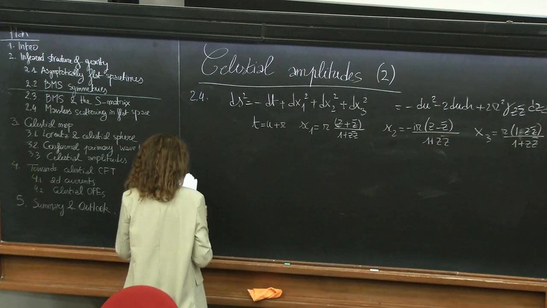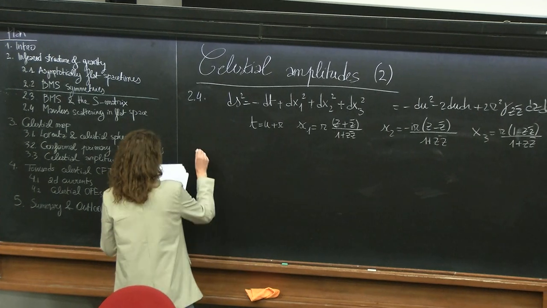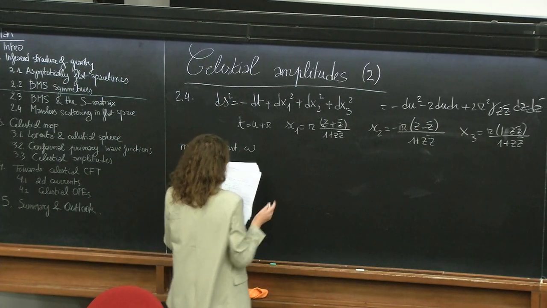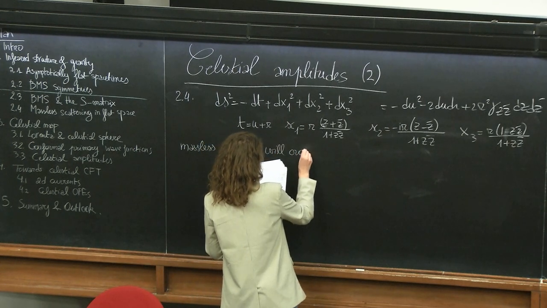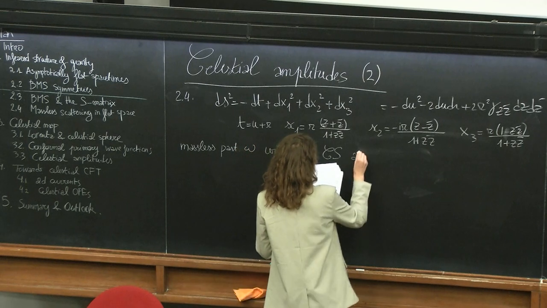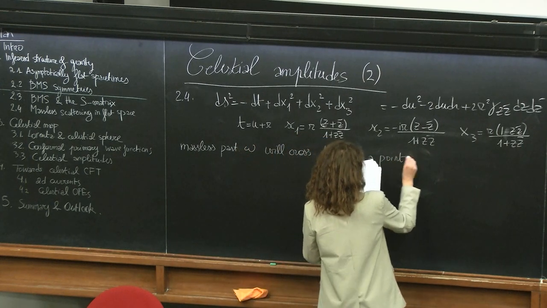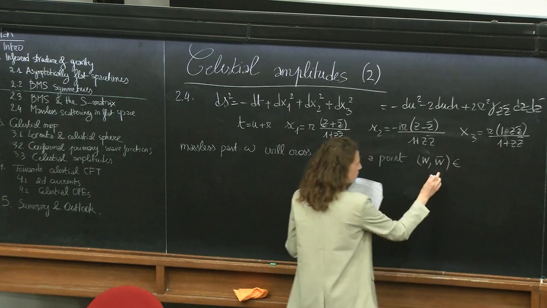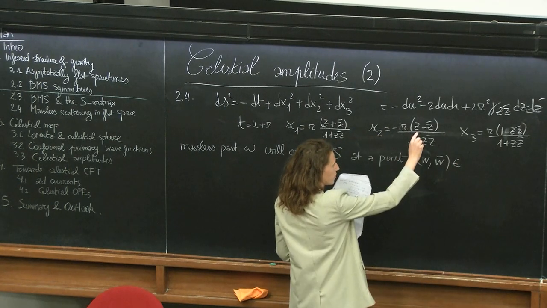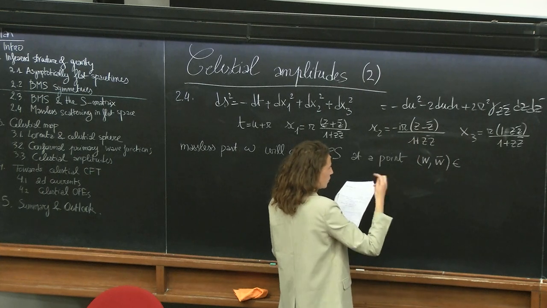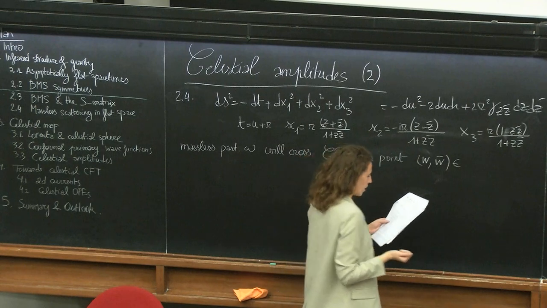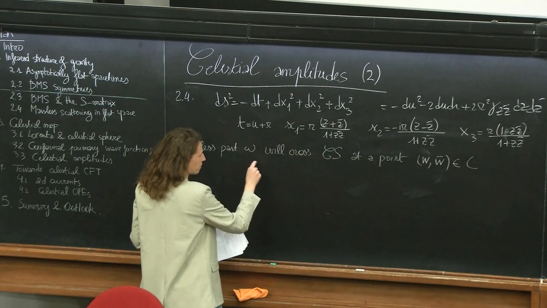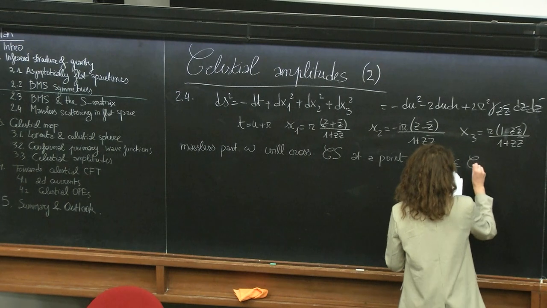with gamma z zbar the round sphere metric. So a massless particle of energy omega will cross the celestial sphere at a point. Now I will use different letters to distinguish the coordinates z and z bar from the coordinates that label the momenta of the particle, w and w bar, not to be confused with the omega. I hope this will not lead to confusion.